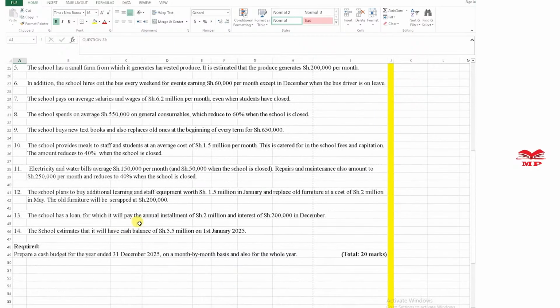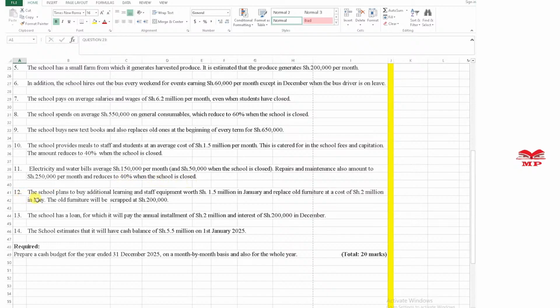Number 10, the school provides meals to staff and students at an average cost of 1.5 million per month. This is catered for in the school fees and capitation. The amount reduces to 40% when the school is closed. Number 11, electricity and water bills average 150,000 per month and 50,000 when the school is closed. Repairs and maintenance also amount to 250,000 per month and reduce to 40,000 when the school is closed.